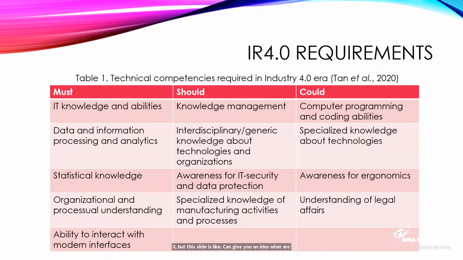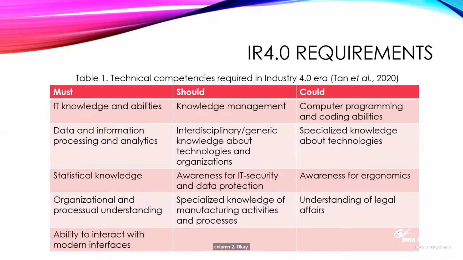So you have 3 columns here. The first column is technical competencies that every industry must have in order to be able to adapt IR 4.0. The second column is "should", which means it's good if they have it, but even if they don't have it, it's not a problem. "Could" is, it's better if you have it. Of course, industries who want to sustain IR 4.0 in their manufacturing plant, it's good to have all 3. Perhaps that is in the near future. But for now, most industries are tackling column 1 and column 2.